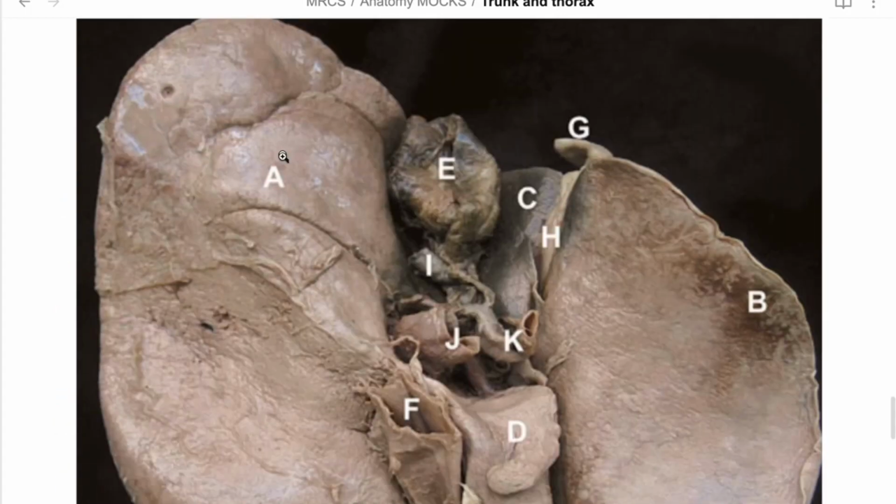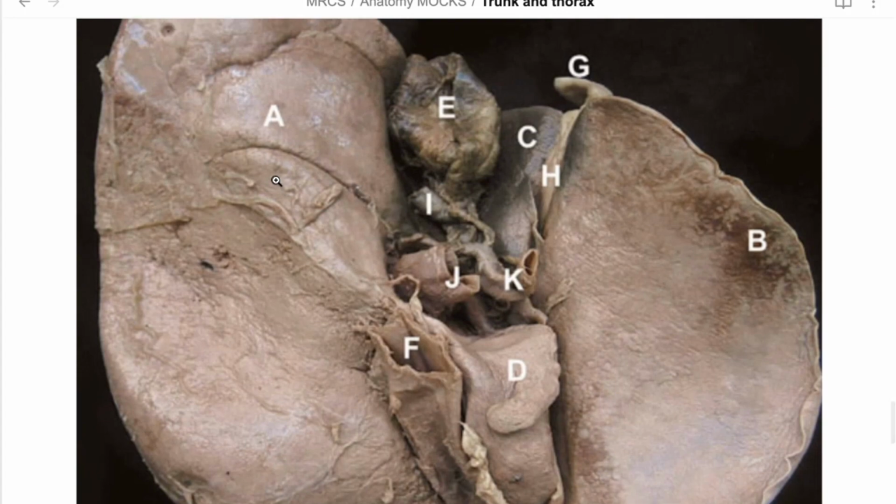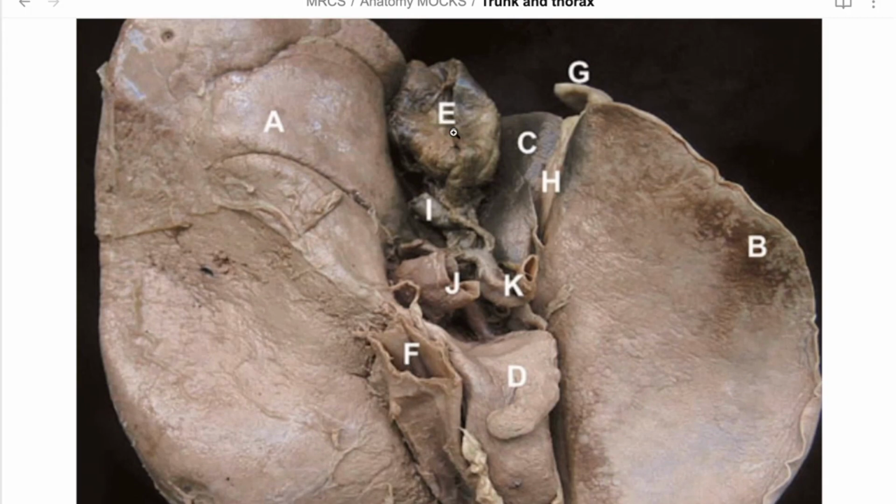All right. So can you identify from A to D? What is A? A is the right lobe of the liver. What about B? B, the left lobe of the liver. C? C is the quadrate lobe. D? D is the caudate lobe. F? F is, I think, the inferior vena cava. Well done. E? E, we said it is the quadrate lobe.